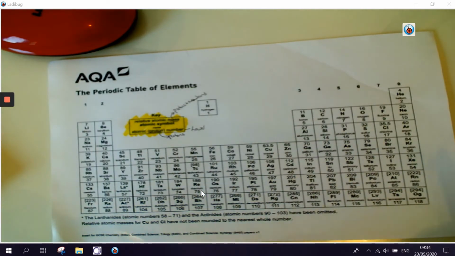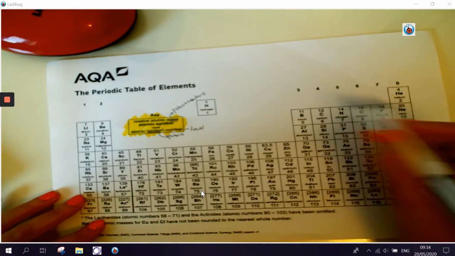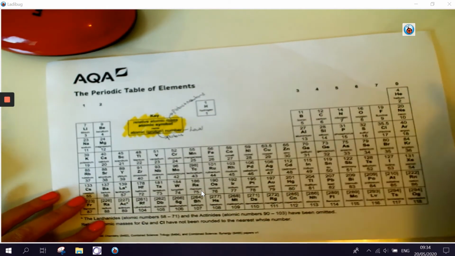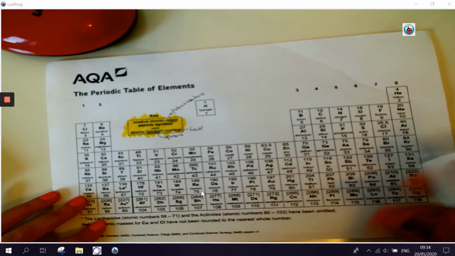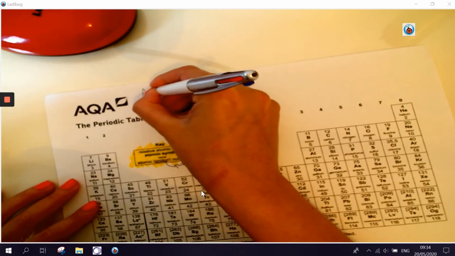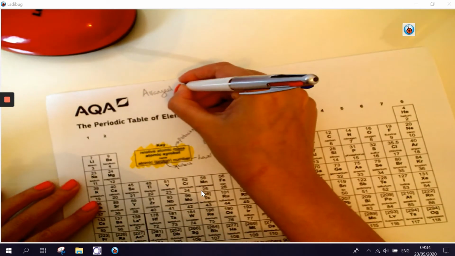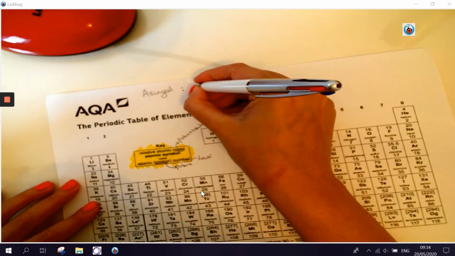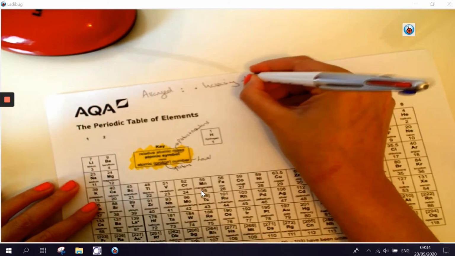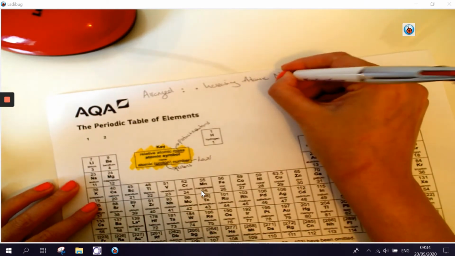If we look at the periodic table, we can see that there are some patterns to its arrangement. The first thing is that it is arranged in order of increasing atomic number, which means every time we go across, the element gains one proton. So this is the first way it's arranged: increasing atomic number.